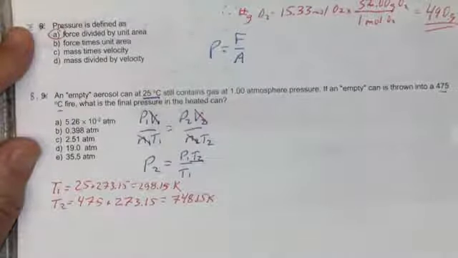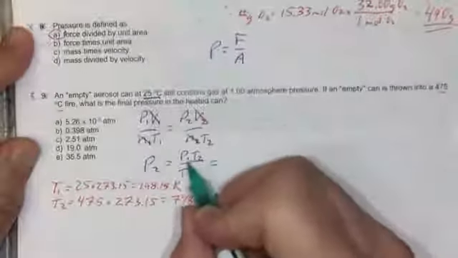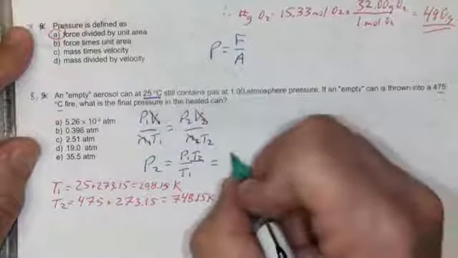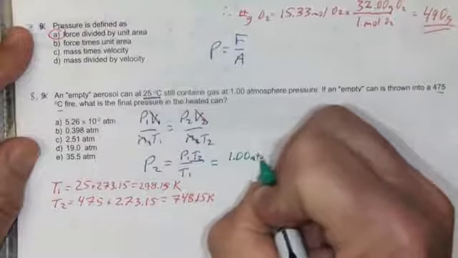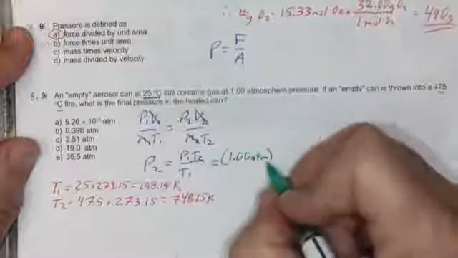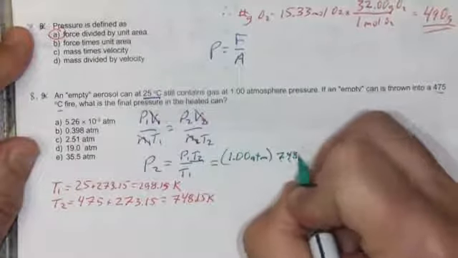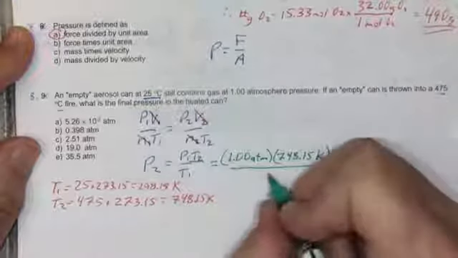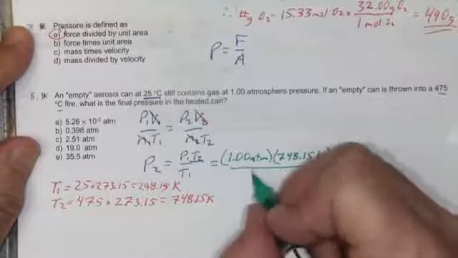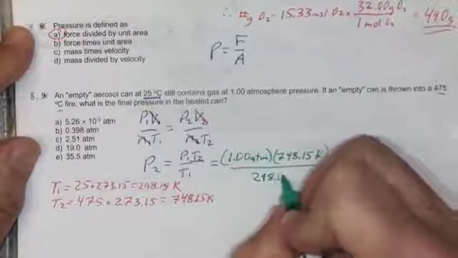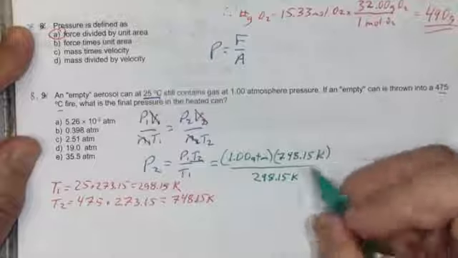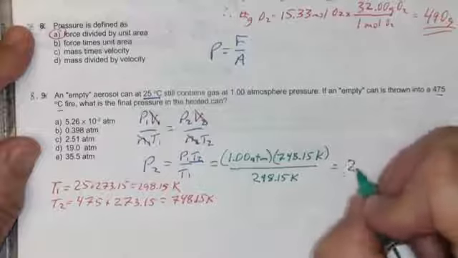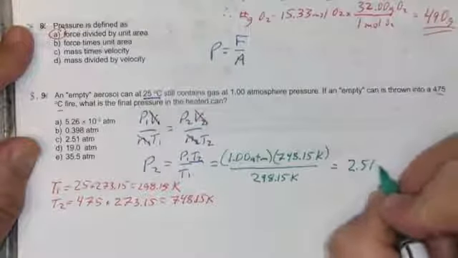So now we can plug those values into this equation. So what was the original pressure? The original pressure is 1 atmosphere. But the new temperature is 748.15 Kelvin. And I divide by the original temperature, which is 298.15 Kelvin. So my units of Kelvin cancels. I end up in units of atmospheres. And this calculates out to be 2.51 atmospheres.